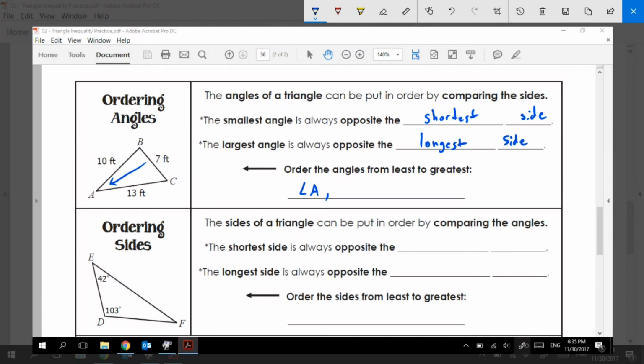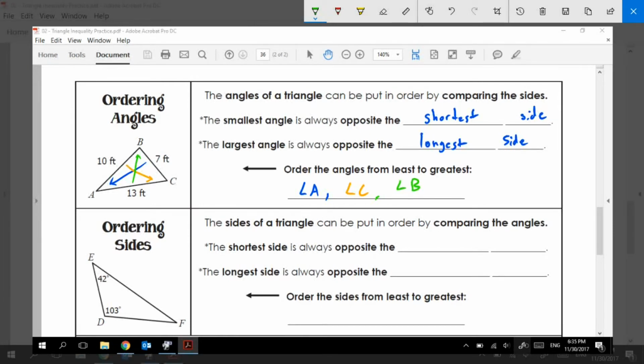Next, let's use a different color. What's the next longest side? That's 10 feet. Which angle's opposite the 10 feet? Angle C. And lastly, which is the longest side? That's 13 feet. Where's the angle opposite? Right there. Angle B.